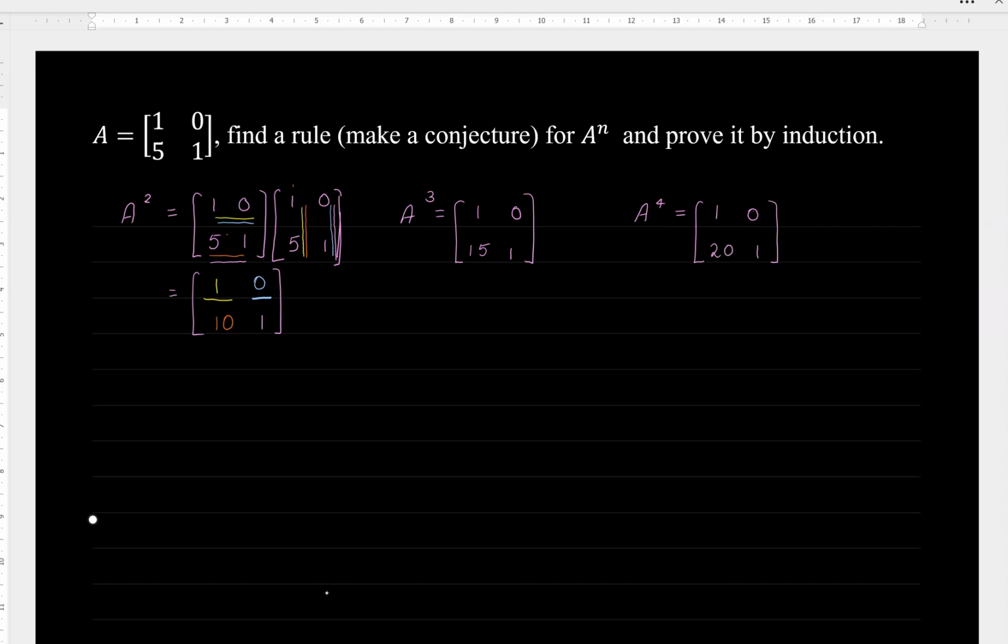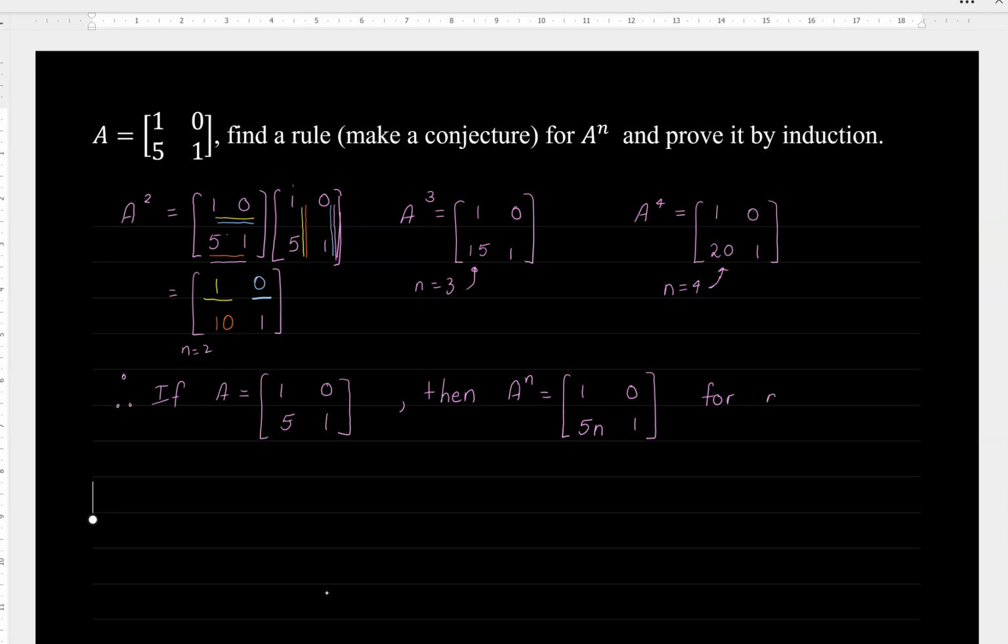So I hope you are as confident as I am that we can look at this and say that therefore if A equals 1, 0, 5, 1, then A to the n will be 1, 0, 5n, 1. What's the pattern here? When n is 2, this was 10, when n is 3, this was 15, and when n was 4, this was 20, so do we agree this will be 5 times n? And we better put that n has to be a positive integer, because that's one of the issues that we have with matrices.